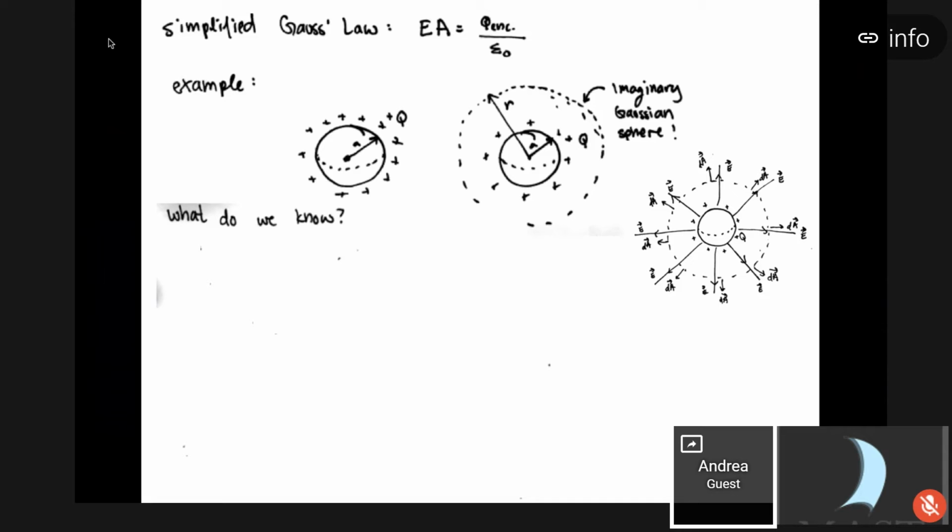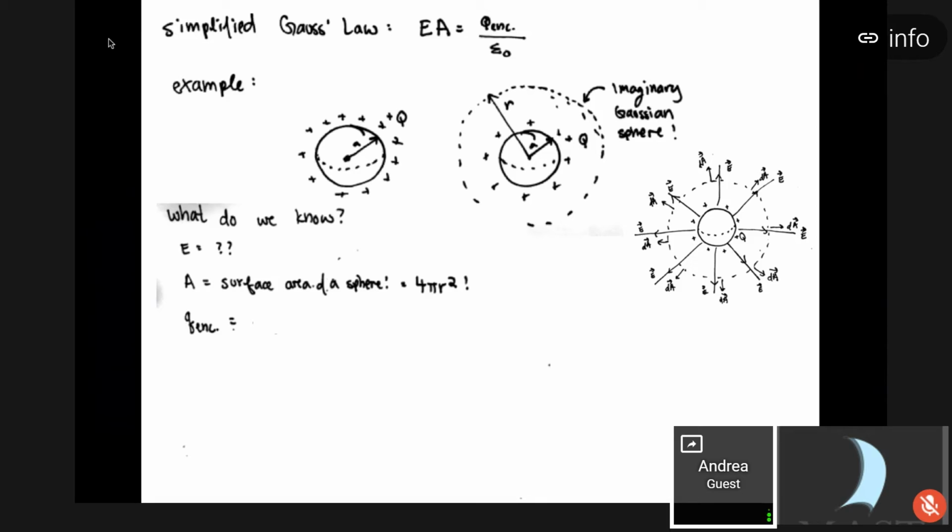What do we know? In any Gauss's law problem, there are going to be three variables: E, A, and Q enclosed. In this case, E is still unknown for now. A, though, we know. That's just the surface area of a sphere. Your geometry teacher probably taught you this, and you probably forgot it, but by the end of Physics C, you will remember it again, I promise. 4 pi r squared.